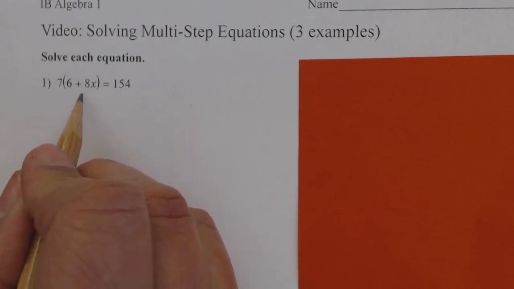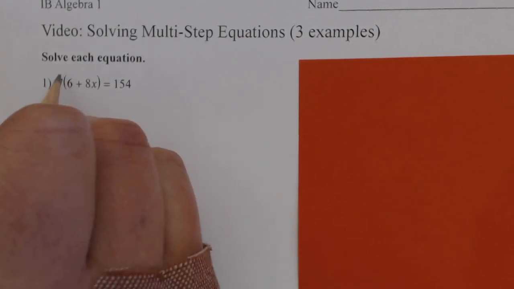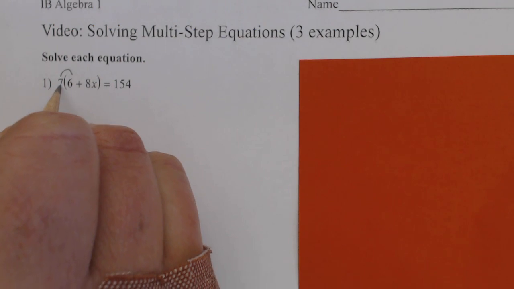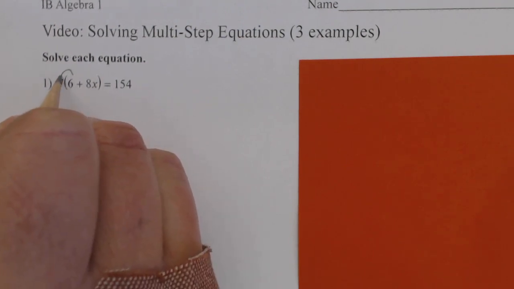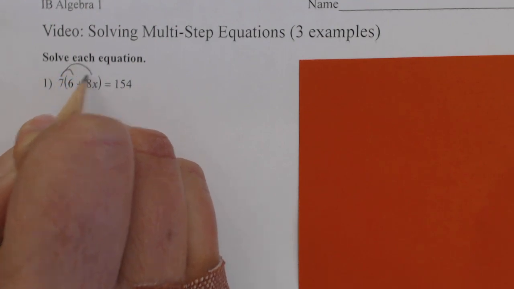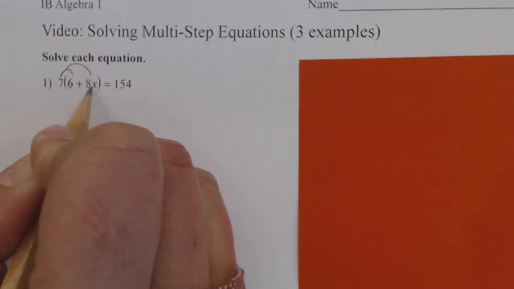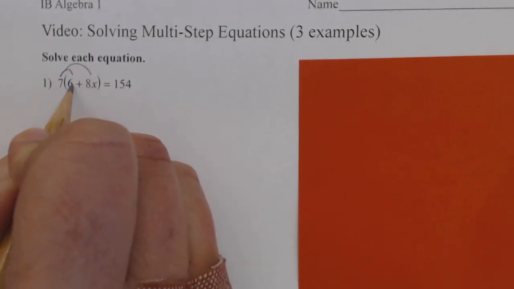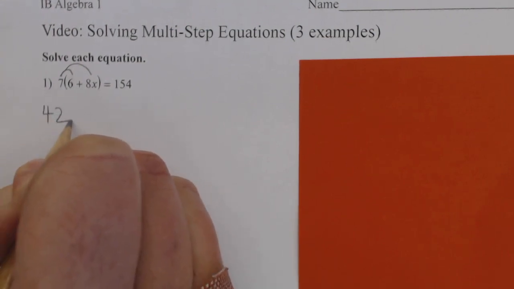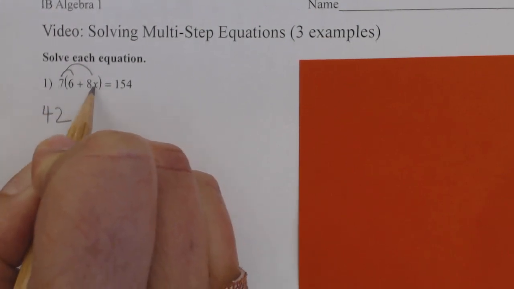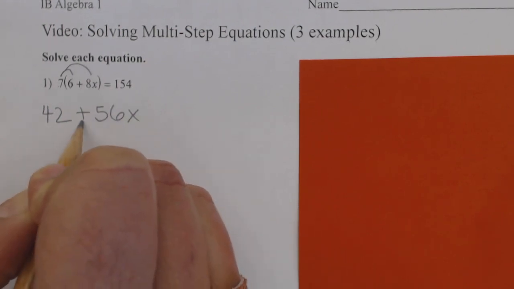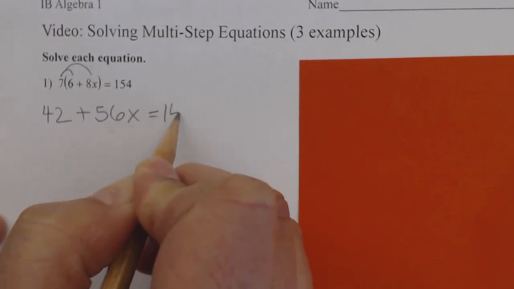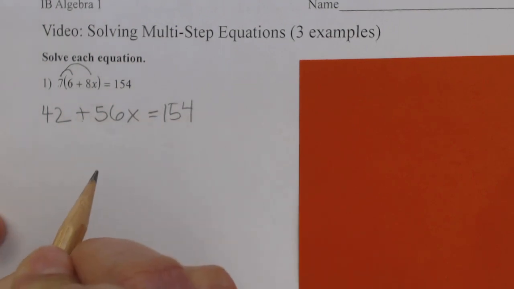This first one is using the distributive property first. So first what we're going to have to do, because the 7 is linked to this parentheses by multiplication, we have to multiply the 7 by both the 6 and the positive 8x. So we're going to do 7 times 6, which gives us 42. 7 times positive 8x, which gives us positive 56x. And notice I put a plus there. That equals 154. So that was our first step.